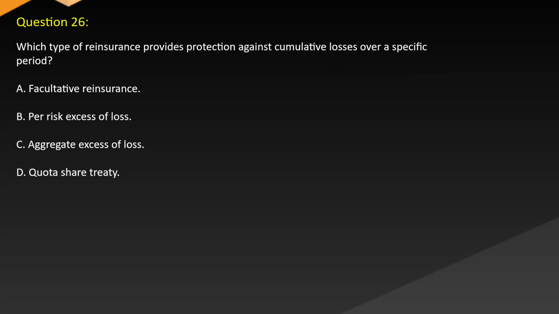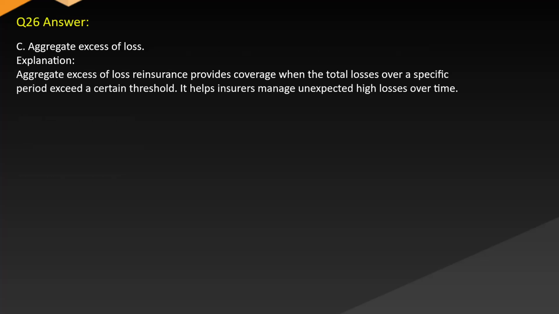Question 26. Which type of reinsurance provides protection against cumulative losses over a specific period? A. Facultative reinsurance. B. Per risk excess of loss. C. Aggregate excess of loss. D. Quota share treaty. Answer: C.